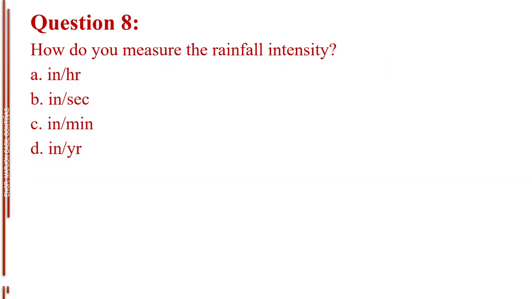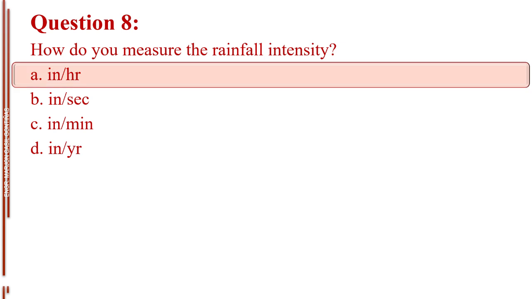Question number 8. How do you measure the rainfall intensity? Letter A, inch per hour. Letter B, inch per second. Letter C, inch per minute. Letter D, inch per year. The answer is letter A, inch per hour.